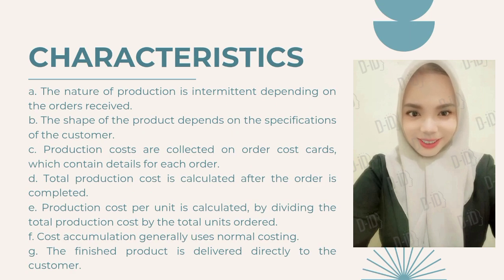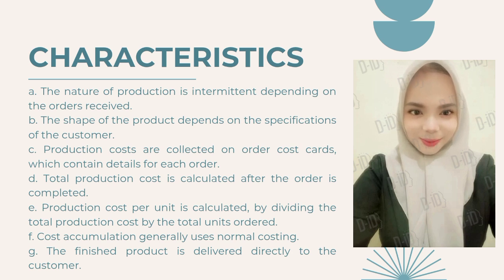Characteristics. A. The nature of production is intermittent, depending on the orders received. B. The shape of the product depends on the specifications of the customer. C. Production costs are collected on order cost cards, which contain details for each order. D. Total production cost is calculated after the order is completed.